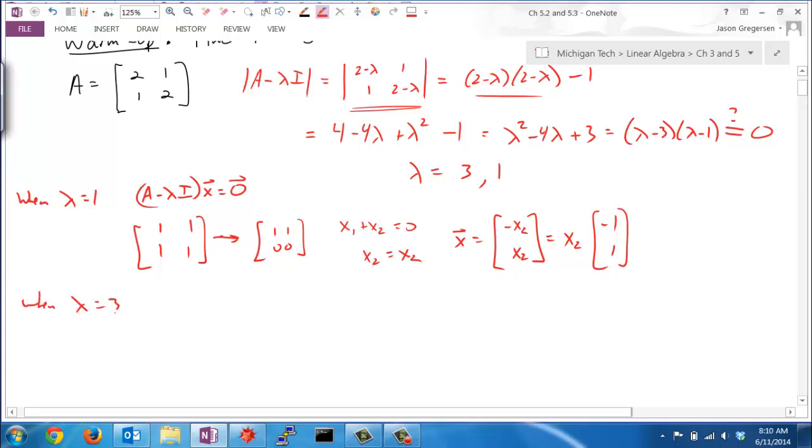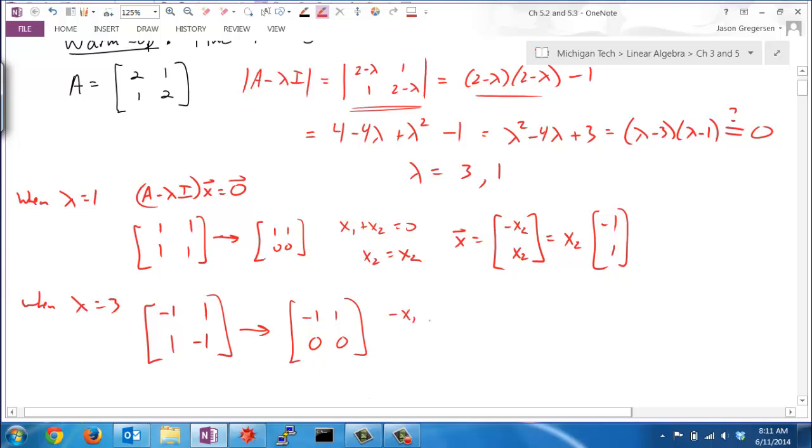When lambda equals 3, well, now I'm just plugging in lambda equals 3 into my A minus lambda I. So I have 2 minus 3, which is negative 1, times 1, 1, and 2 minus 3, which is negative 1 again. There's my new matrix. It's this thing times x equals 0, solving for x. Once again, I'm really just row reducing here. I could take the second row and add the first row to it. Of course, I'll get zeros here.